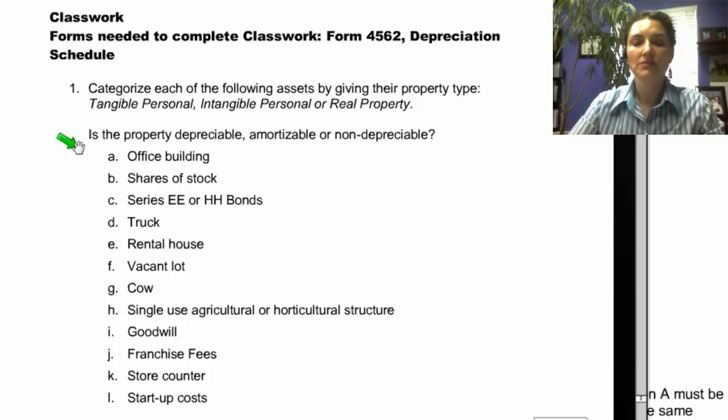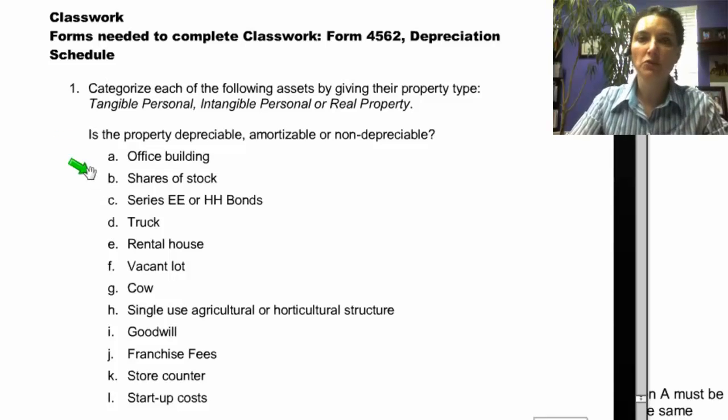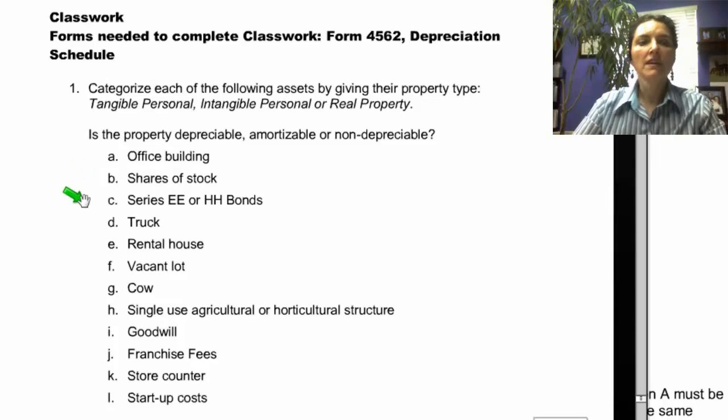It is real estate, so it is real property, and of course it can be depreciated if it is used in a business. Shares of stock are actually considered to be tangible personal property, and of course you cannot depreciate shares of stock. Series EE or HH bonds are also considered to be tangible personal property, and they are non-depreciable. A truck, assuming it's used in a business, of course, is personal property. It is tangible, and it is depreciable. A rental house is tangible, real property, and it is depreciable. A vacant lot is tangible, real property, but it is not depreciable.